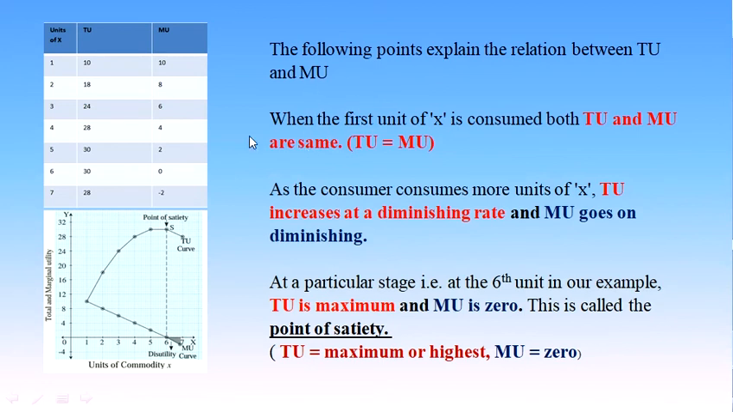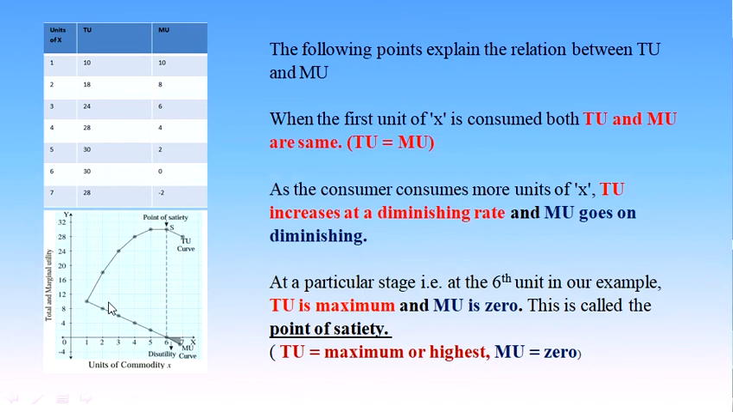Of TU and MU, when the first unit of a commodity X is consumed, both TU and MU are the same. Why it is the same, I have already told you, because it is the very first unit of a commodity, so both TU and MU will be the same. Then, as the consumer consumes more units of X, TU increases at a diminishing rate. We said that this will increase, but the rate at which it is increasing will keep on decreasing. And MU goes on diminishing.